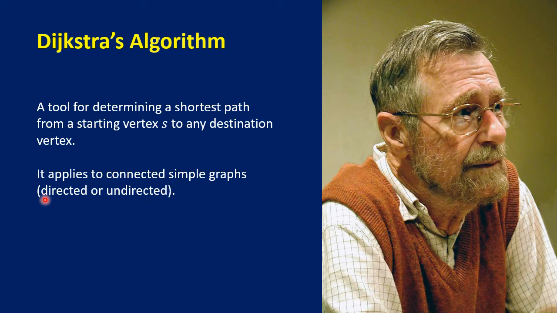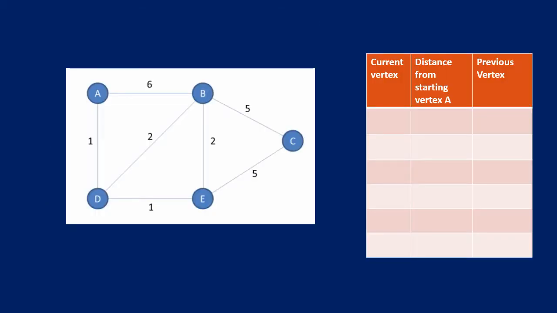Okay, but this algorithm will also work for directed graphs. So how does it work? Let me now illustrate Dijkstra's algorithm. First we will start at vertex A. Let me just write here: A, B, C, D, E. We will start at vertex A.